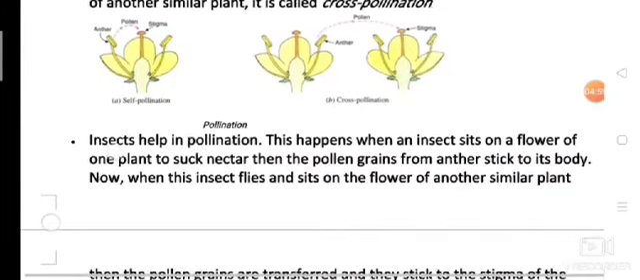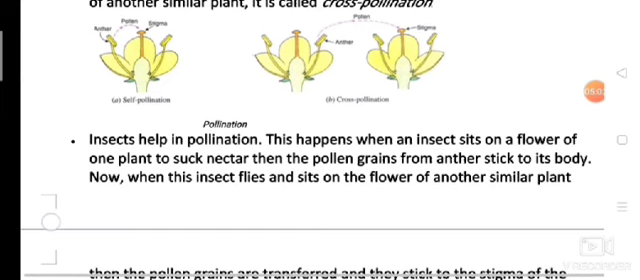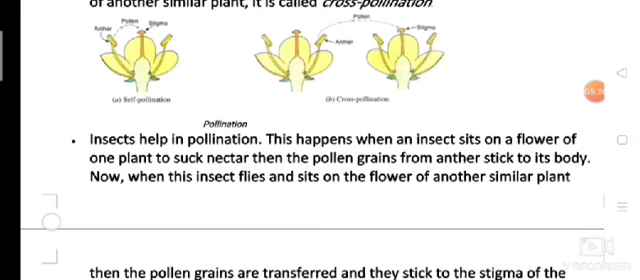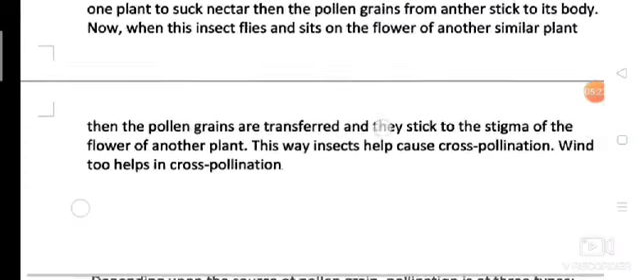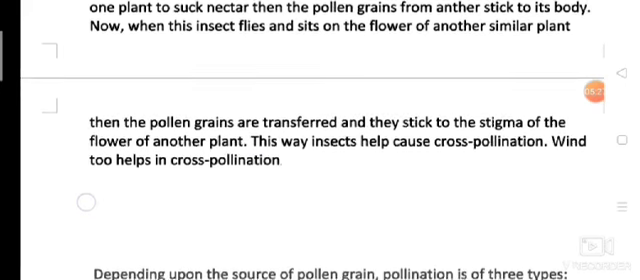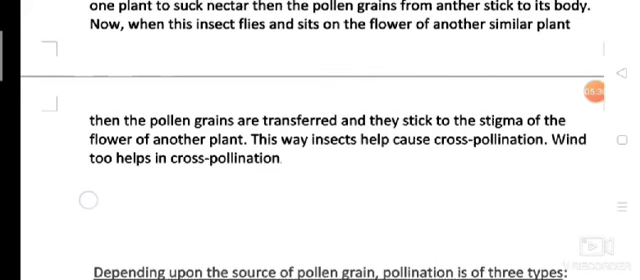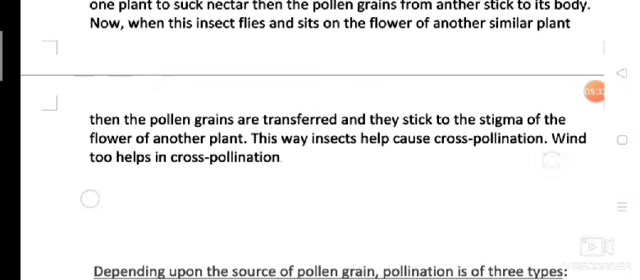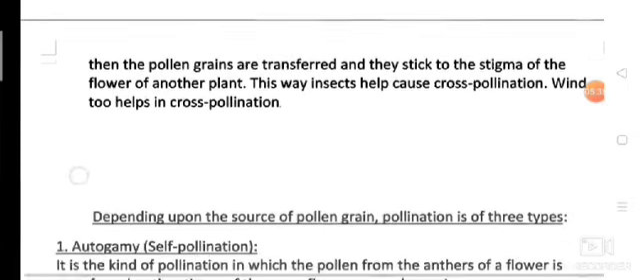Insects help in pollination. This happens when an insect sits on a flower of one plant to suck nectar, and the pollen grains from it stick to its body. Now when this insect flies and sits on the flower of another similar plant, the pollen grains are transferred and stick to the stigma of the flower of another plant. This way insects help cause cross-pollination. Wind too helps cross-pollination.